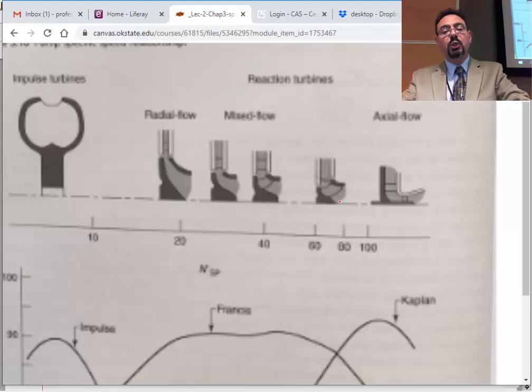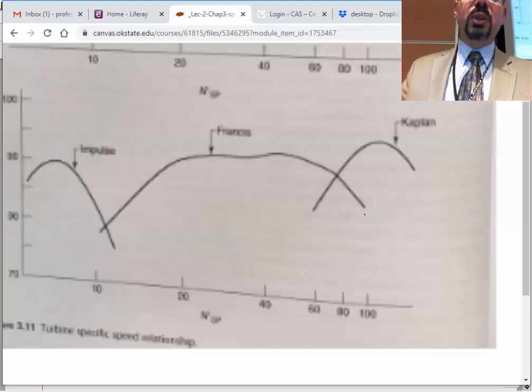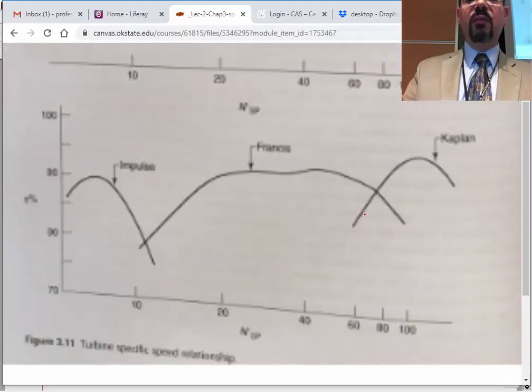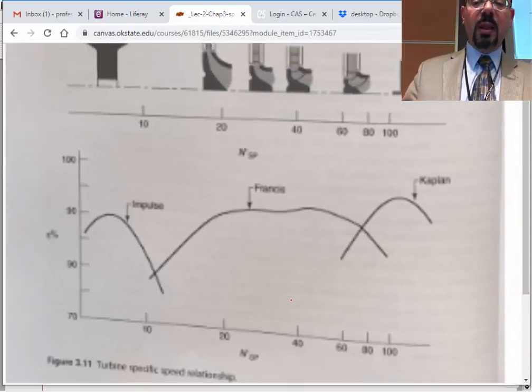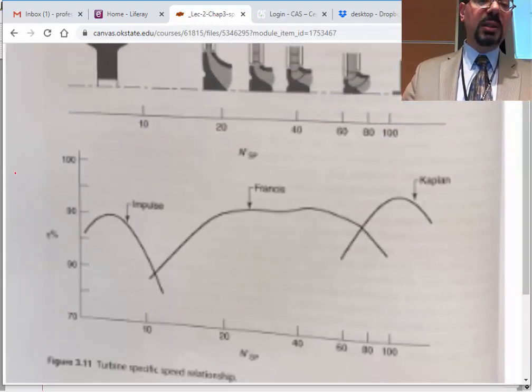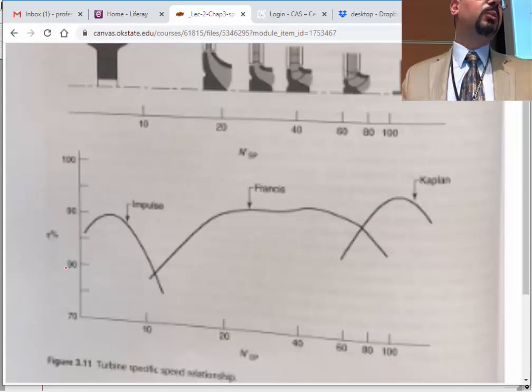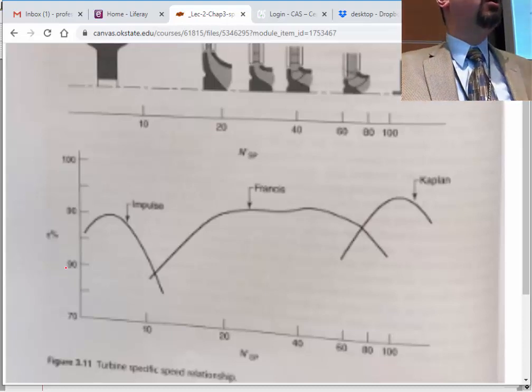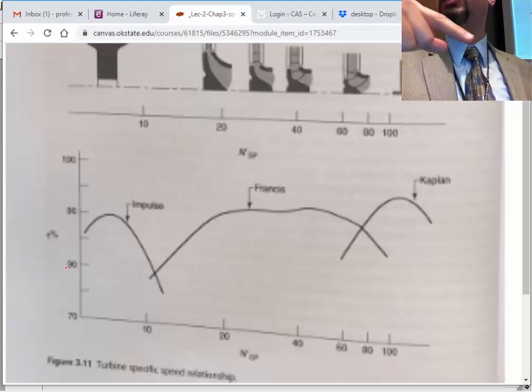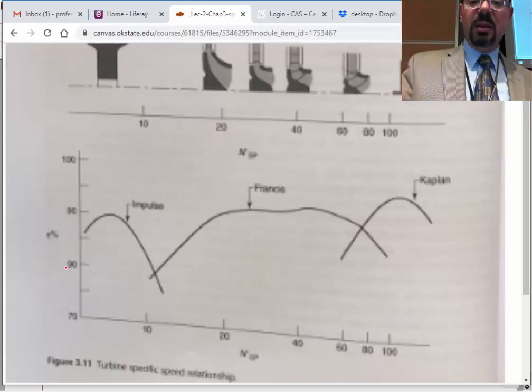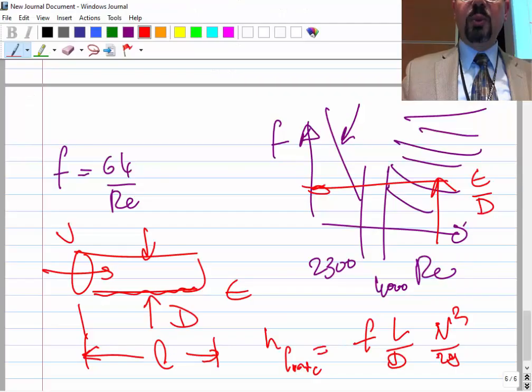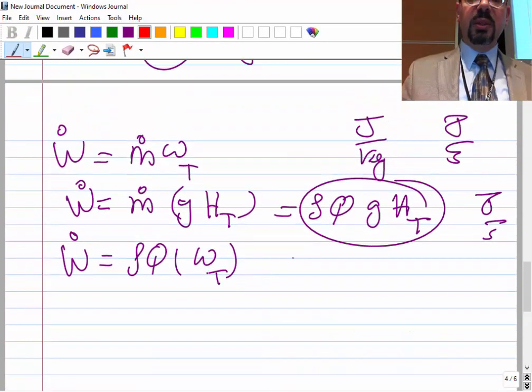So how do people decide which one is more appropriate for them? They look at the efficiency of those turbines, here is the efficiency. And what's the efficiency of any machine? Output divided by input. So the output will be the electric power, or at least the mechanical work, that we will send to the generator. And what will be the input power? That's the gH that we deliver.